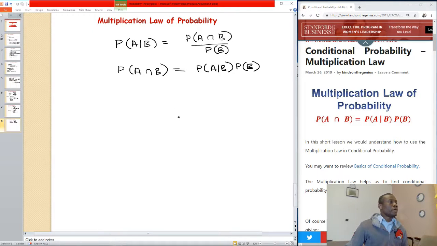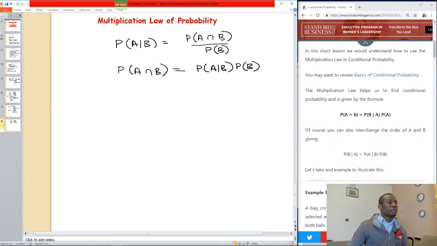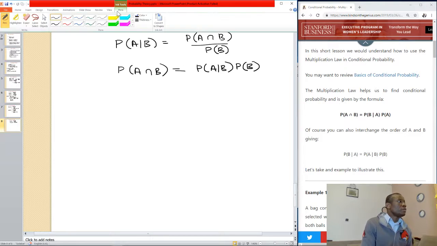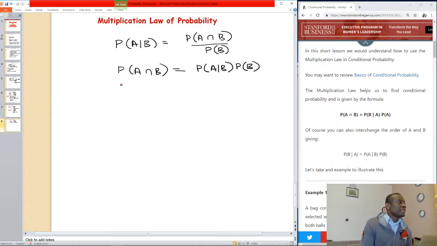So again, if you interchange the positions of A and B, you also have the same result. So basically this is exactly the same as, I'm going to use another color of pen this time, let me use red. So this is the same as saying that probability of A and B is equal to probability of B given A times the unconditional probability of A.